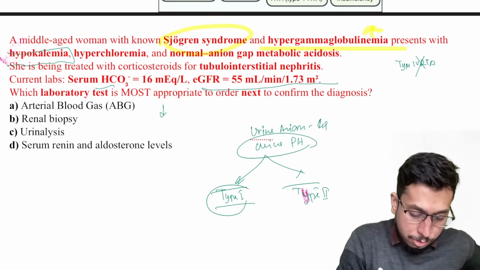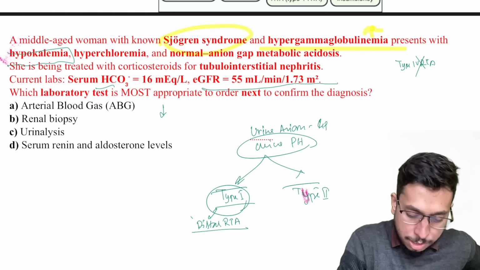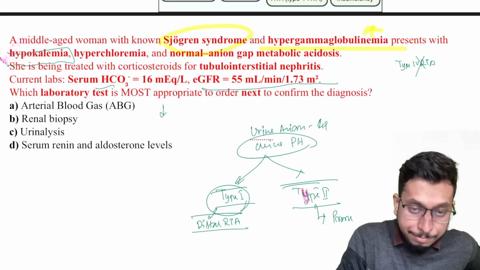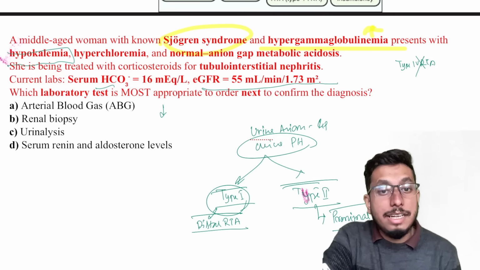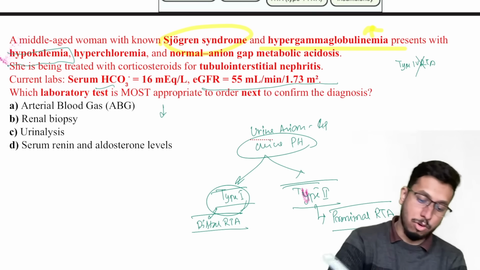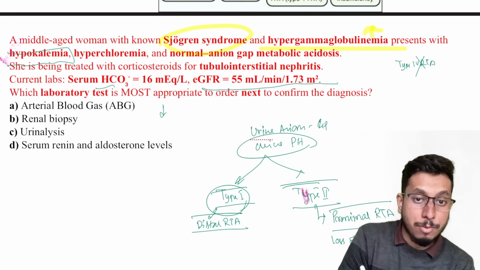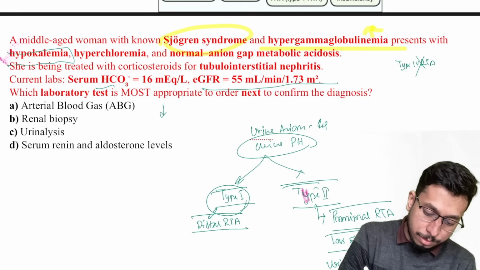Type 1 RTA is also known as distal RTA, and this distal RTA is expected in case of Sjogren syndrome. Type 2 RTA is known as proximal RTA, and it is usually not seen. So what is the defect in proximal RTA? In proximal RTA, the defect is loss of bicarbonate in urine. So there is more bicarbonate in urine, and urine pH stays lower, less than 5.5 here.